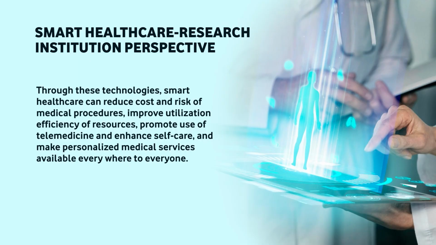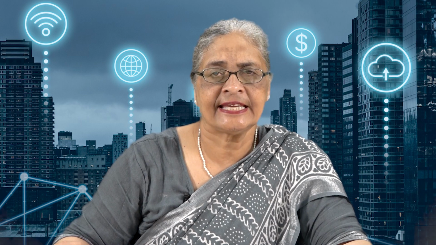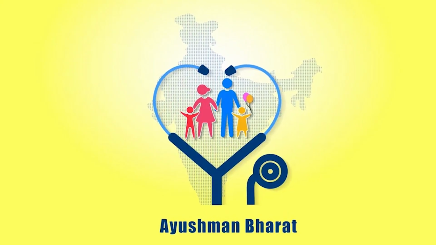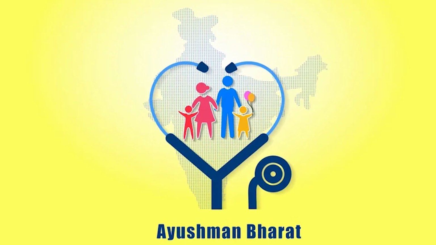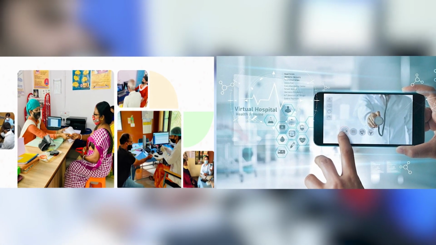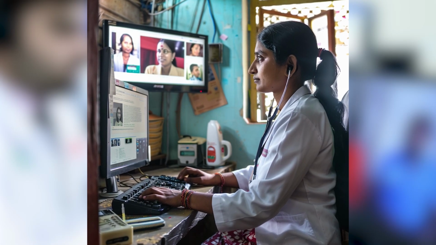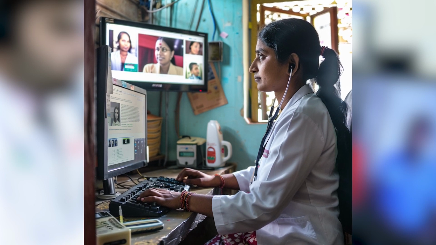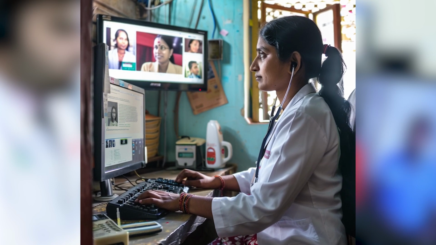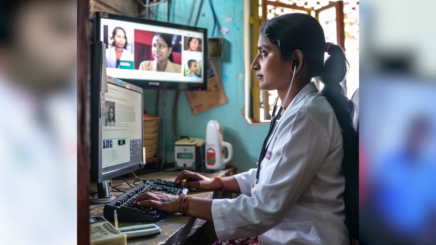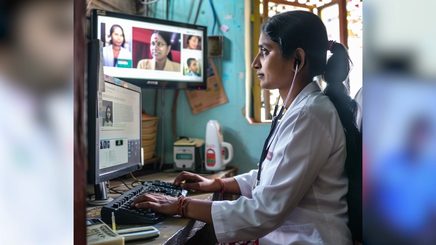This research will help to make personalized medical services available to everyone, everywhere, wherever they are available. Even nowadays, in Health and Wellness Centers under Ayushman Bharat, even at the remotest corner, the services are available through teleconsultation. Patients don't have to go for the referral services to the district hospital or the tertiary hospital. For the basic things, they can get consultation through teleconsultation.